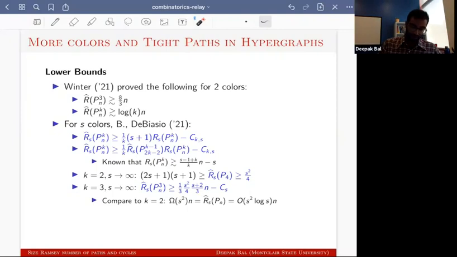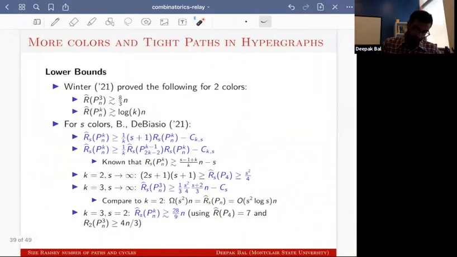And then another thing you can get out of this is basically if you just plug in K equals 3 and S equals 2, it happens to slightly improve this 3 uniform result. Since the 2 color size Ramsey number of P4 is exactly known to be 7, you plug these numbers in and you get a slight improvement over it.